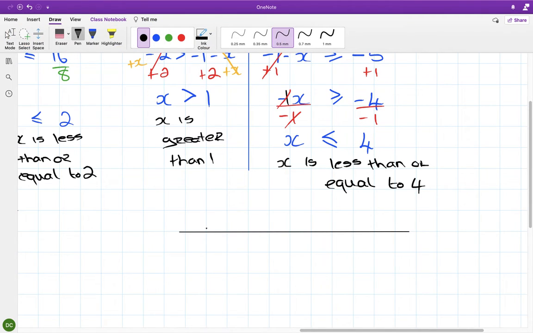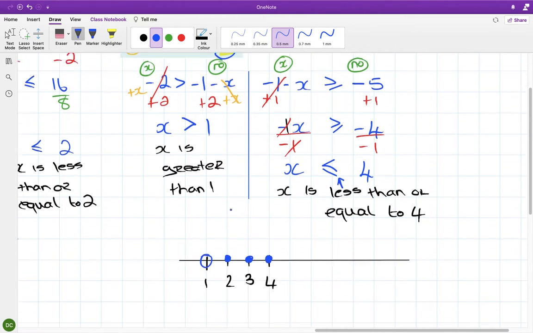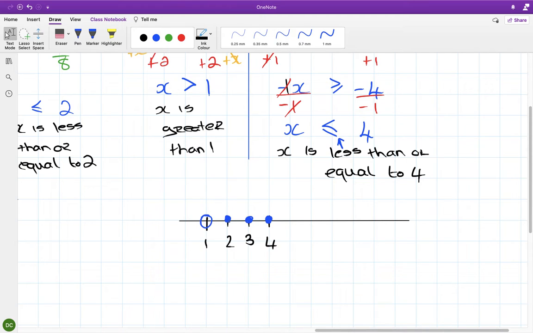I'll put the 1 on the left here, and then 2, 3, 4. Back to the 1, is it included? It's not, because there's no or equal to, so I'm going to put my circle on it. 2 is included, 3 is included. 4, is it included? Yes, it is, because there's an or equal to there. And as far as this is natural numbers, so nothing in between, so that's it. Okay, so that makes much more sense.